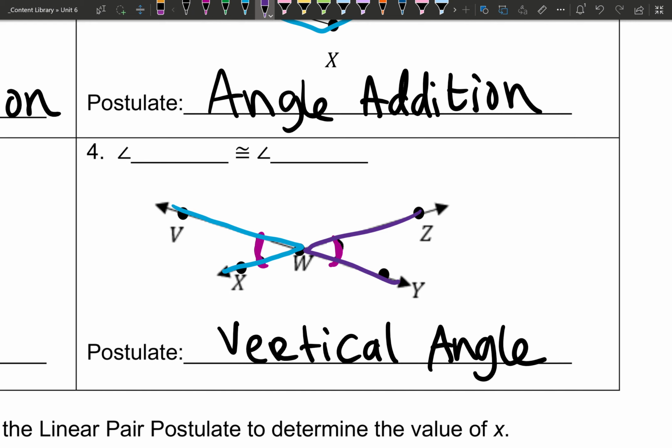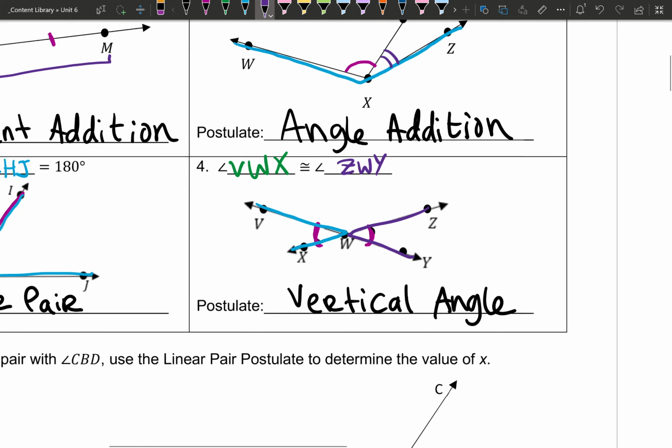Okay, so the angle on the left here, I'm going to call it angle VWX. Well, that's not how you write a W. Let's try that again. VWX. And on the right side, I have angle ZWY. Since they are across from each other like this, they are congruent, which is the geometric way of saying that they have the same measurement. We don't know the measurement, but we do know it's the same.